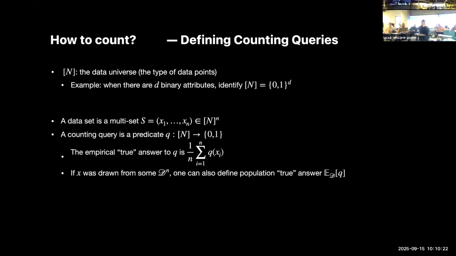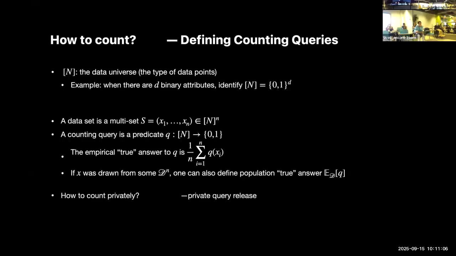Once you have your data set, you can start to ask so-called counting queries. A counting query is given by a predicate Q, which maps every data point to either 0 or 1. Basically, I'm asking you how many data points in your set satisfy this predicate. We say the empirical true answer to the query is you count how many points satisfy the predicate, and normalize by dividing by n. Then if your data set is a small sample drawn from a very large population, which we call D, you can also define the population answer for this query to be what would happen if you draw a random point from the population and evaluate your query.